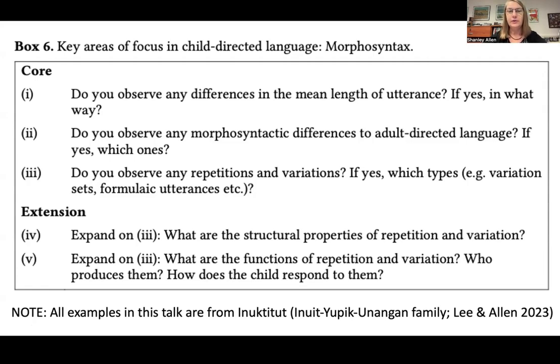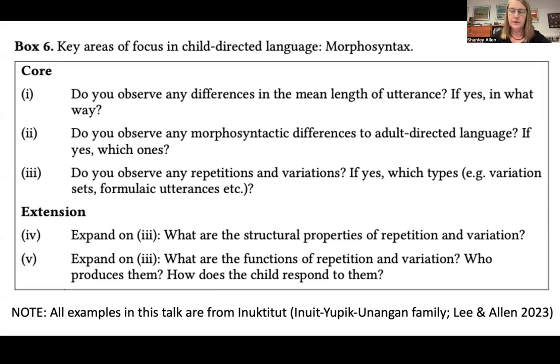And then if you want to expand on that, we have a couple of questions that expand on the repetition and variation. So I'm going to go through each of these questions and talk about what we did for the Inuktitut sketch. So all my examples today are going to be from Inuktitut. They're labeled down in the corner, but I'm just saying straight out, they're all going to be from Inuktitut. And don't hesitate to jump in and ask questions if you want to.